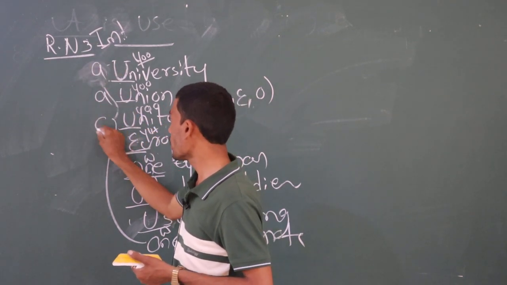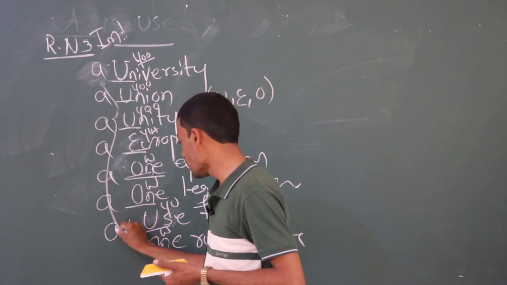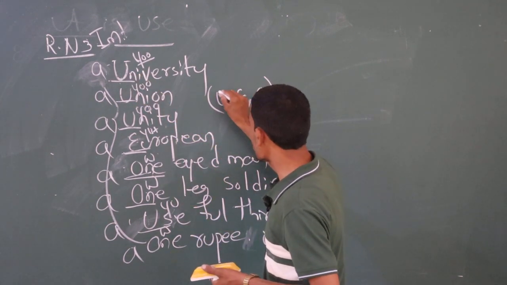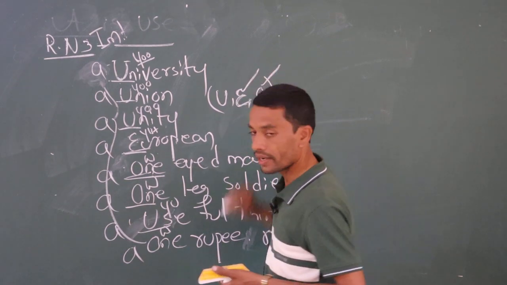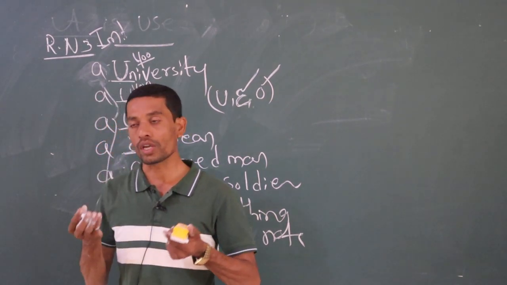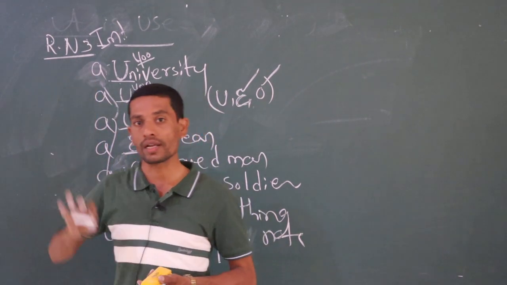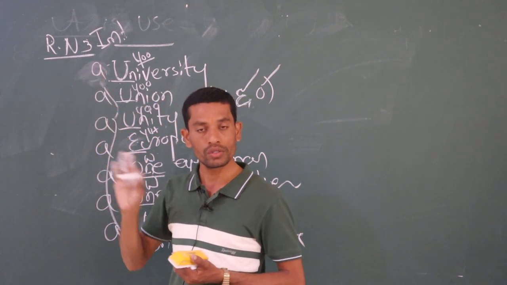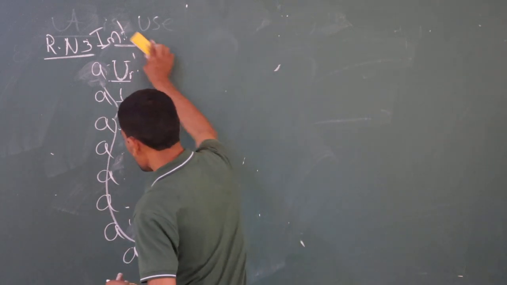Here also a article, here also a article, and here also a. So these keep in our mind. These words are pronounced like this, U, and this is also European and one-eyed soldier. So whenever we are pronouncing these letters, those letters look like vowels but are pronounced like consonants. That's why we have to use a article. So this is to keep in our mind. So these are the 3 rules of where to use a article.